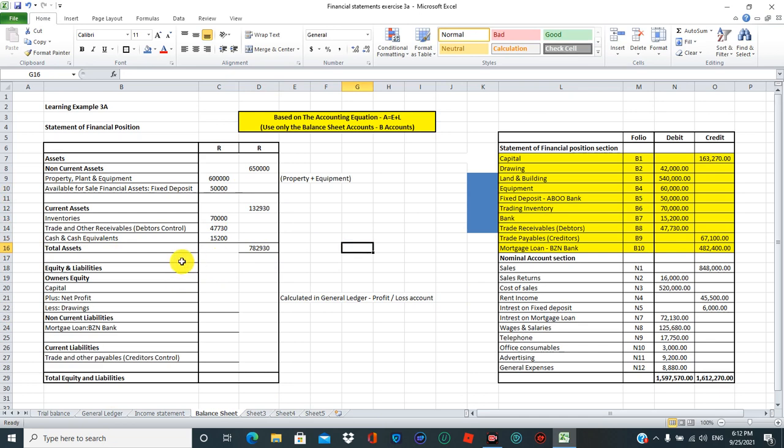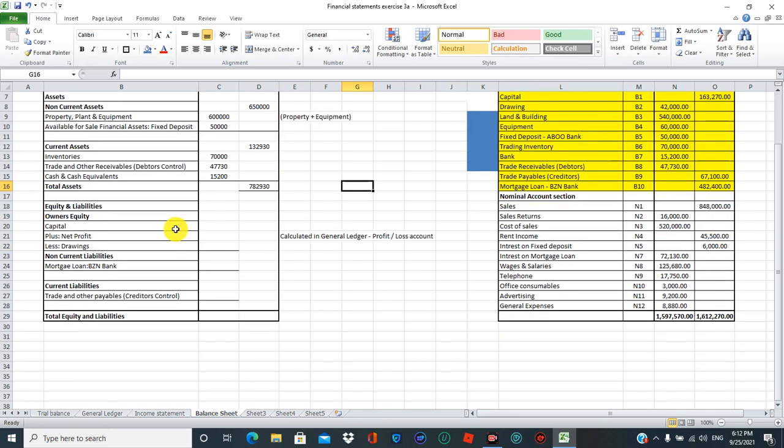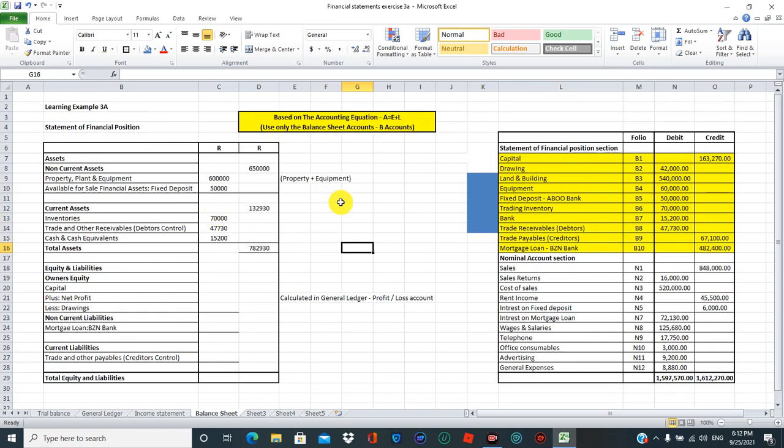All right, and now we're going to move on to the equity and the liabilities. So first, the owner's equity. First, it's the capital. Now we've got the capital there, which is 163,270. So that'll be 163,270, right?